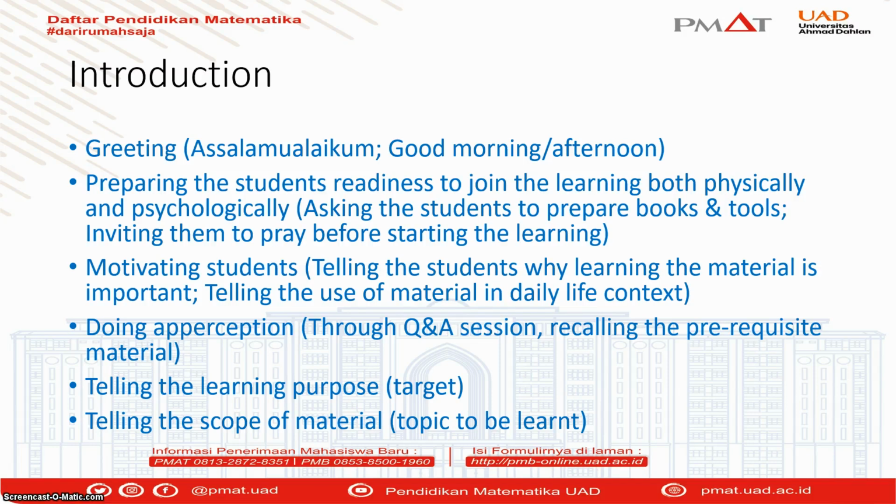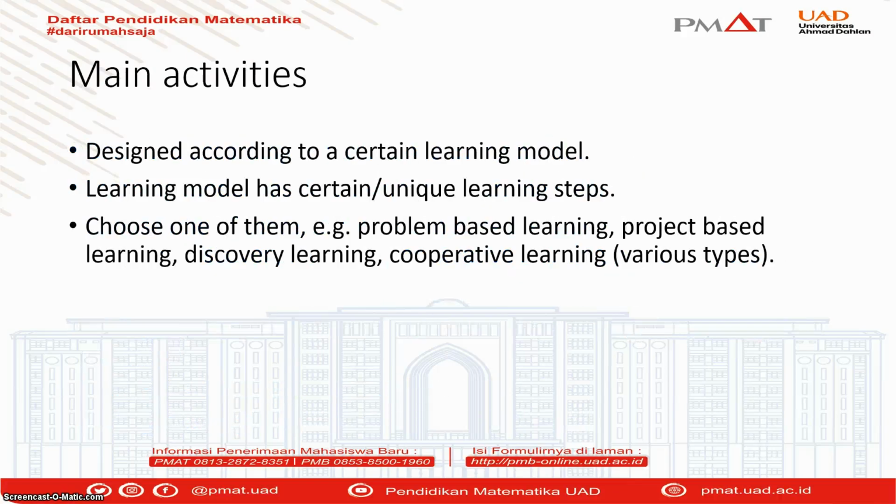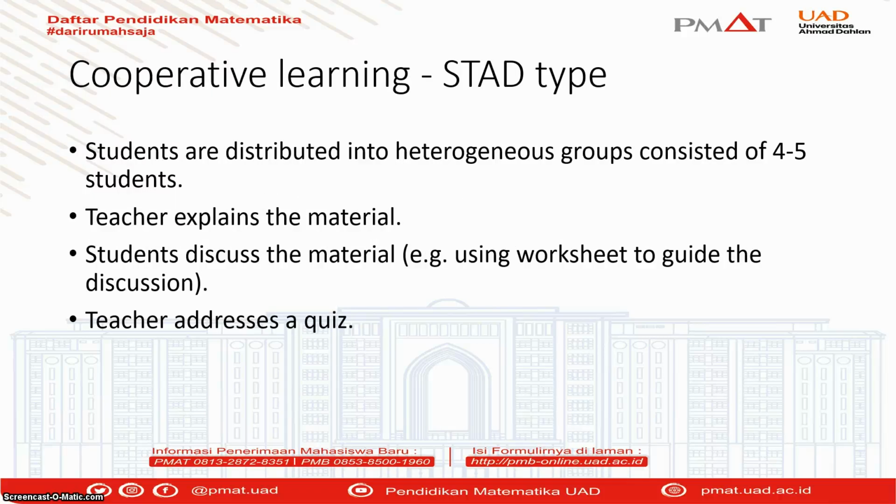After the introduction ends, then you can start the main activities. Actually, main activities are designed according to a certain learning model. A learning model itself has certain or unique learning steps. You can choose one of them. For example, you can use problem-based learning, project-based learning, discovery learning, or cooperative learning. There are various types of cooperative learning you can choose. For example, the cooperative learning with STAD type.